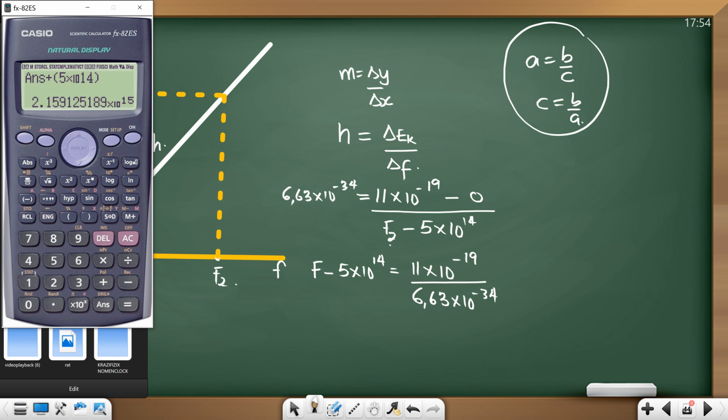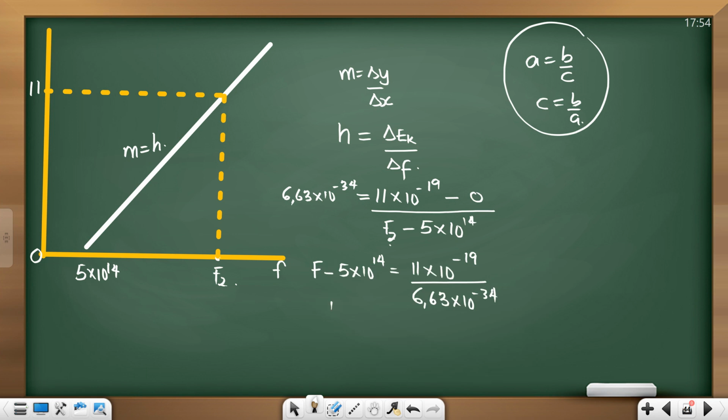2,15. What did you get? 2,1. Are you sure? Okay. So this is 159. And if you round up to 2 decimal places, what do we have? 2,16 times 10 to the power of 15. So it means our principle that we used on the graph is correct. Do you remember that principle? The principle of y equals mx plus c. You see it works, because that's what I used here, understanding that my gradient is h, by rearranging y equals mx plus c.